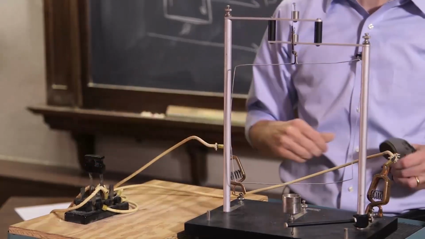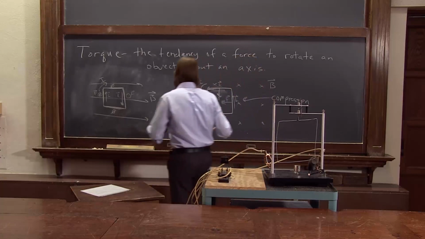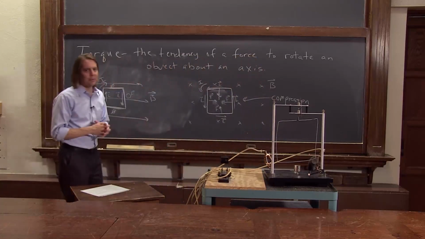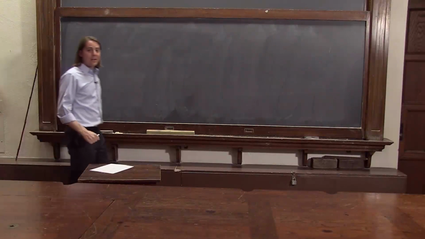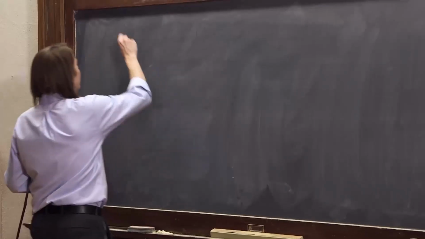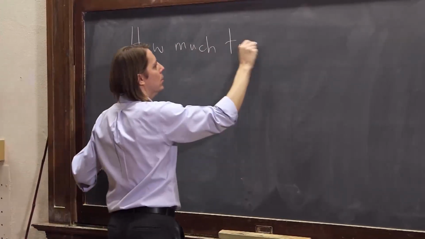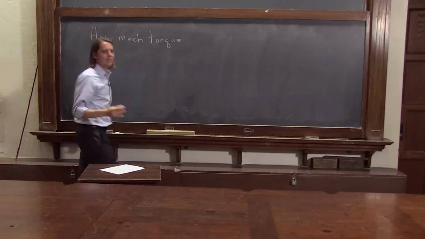See? Very little motion. So everything about the current loop makes sense. Let's think a little bit more carefully about how to describe the torque now. We've seen that a magnetic field causes a torque on a current loop. Now let's calculate how much torque using the real definition of torque.